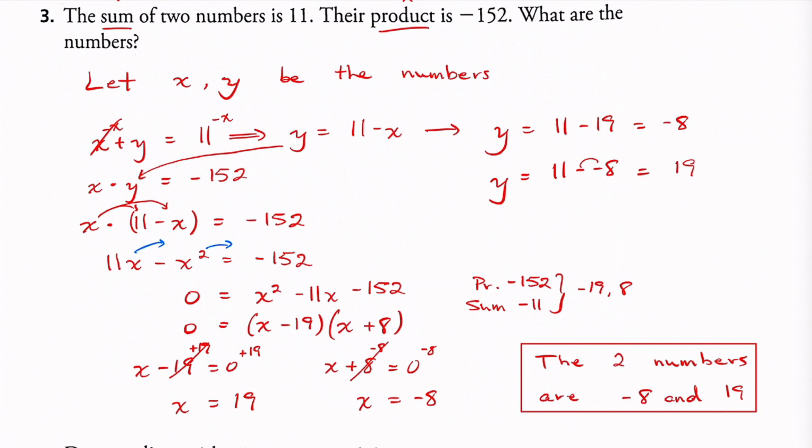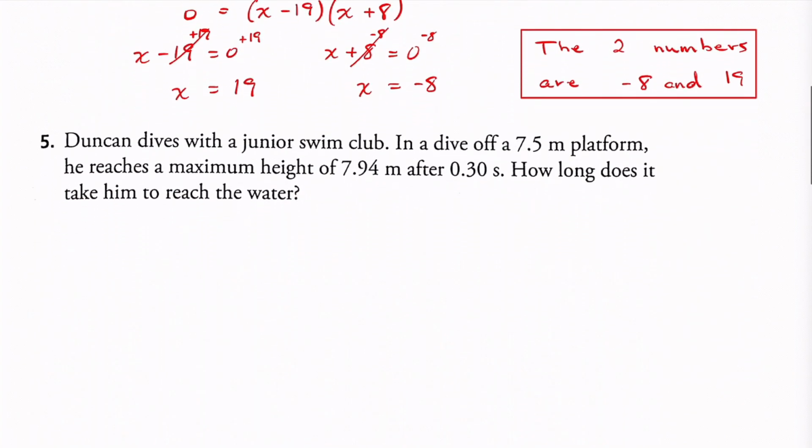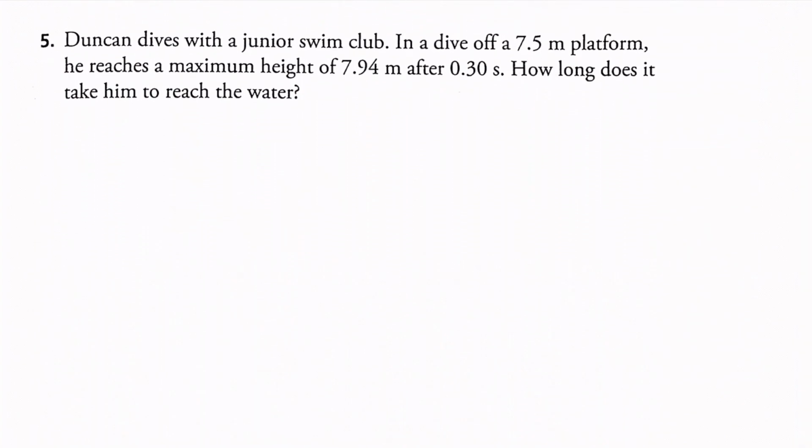Okay, moving on to our next question. Number 5 says, Duncan dives with a junior swim club in a dive off a 7.5 meter platform. He reaches a max height of 7.94 meters, and that took him about 0.3 seconds. How long does it take him to reach the water?